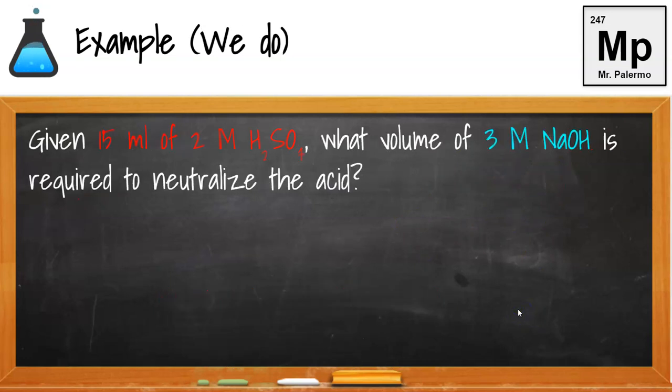Okay, now let's try one together. Given 15 mLs of a 2 molar H2SO4 solution, what volume of 3 molar sodium hydroxide is required to neutralize the acid? So first figure out what are we solving for. So we're solving for the volume of our base. Then we check and see, are we using a diprotic solution? And the answer is yes, we have H2SO4.